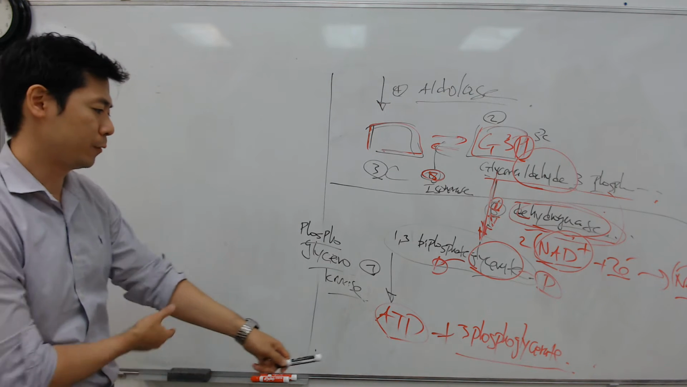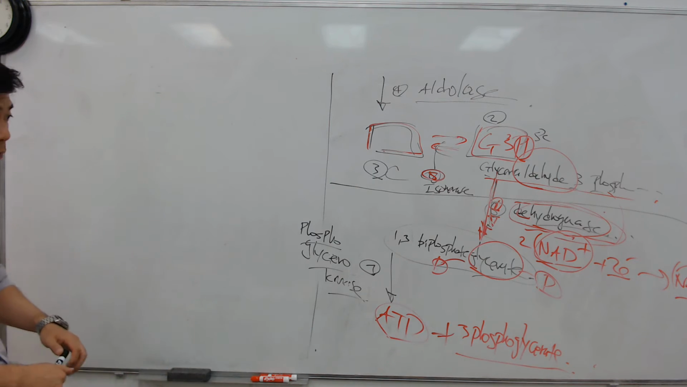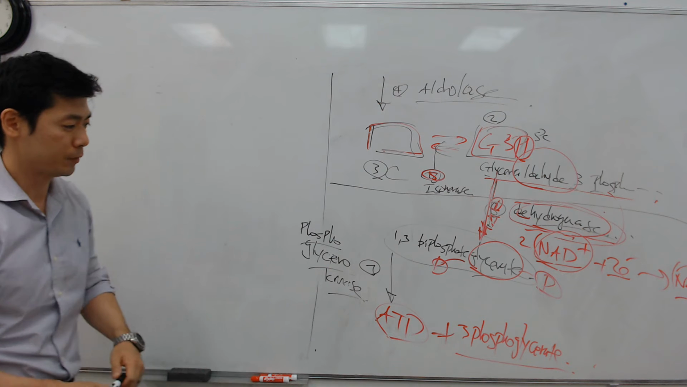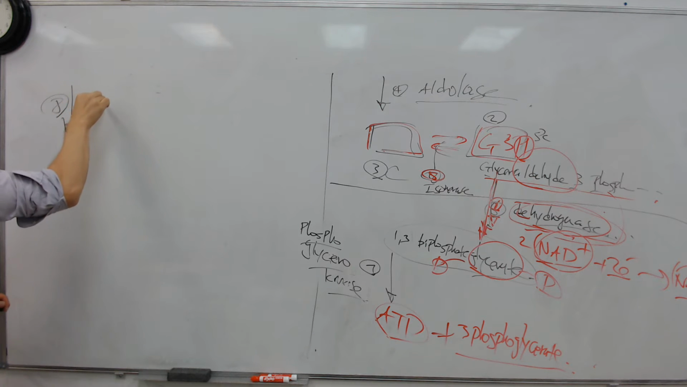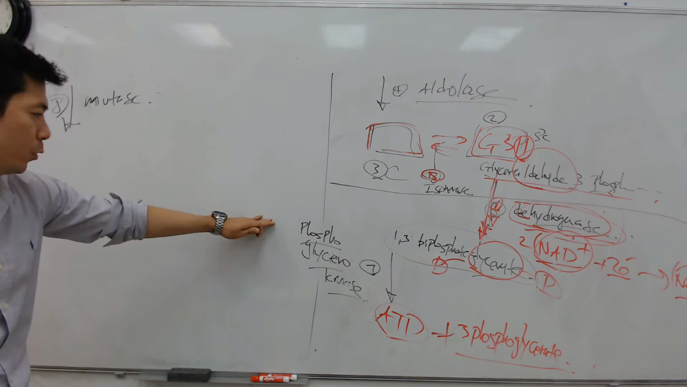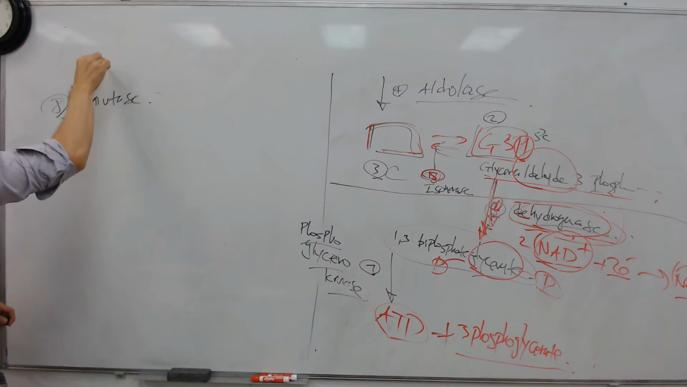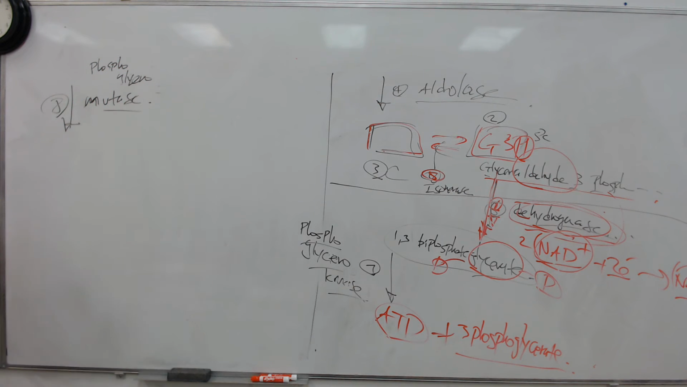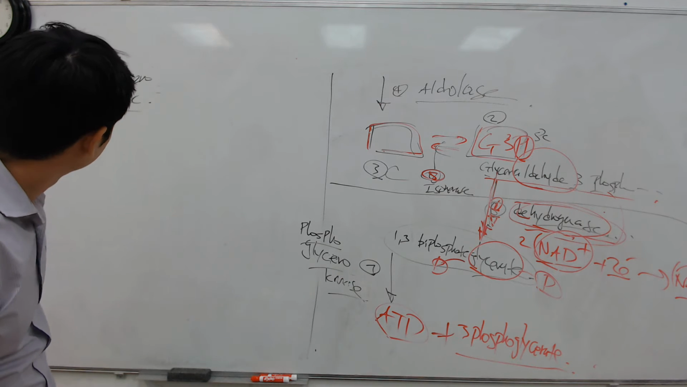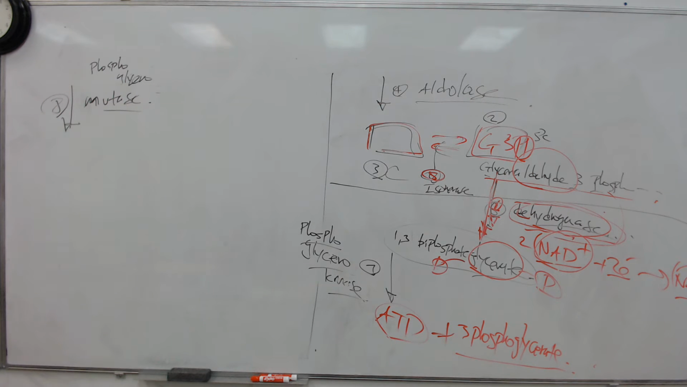And then from here, 3-phosphoglycerate, because now they've got only 1 phosphate group. If I'm not mistaken, this is step 8. There's an enzyme called a mutase, phosphoglycerate mutase. Basically it doesn't really do much. Mutase means it just changes the molecule a little bit, and the product becomes 2-phosphoglycerate.